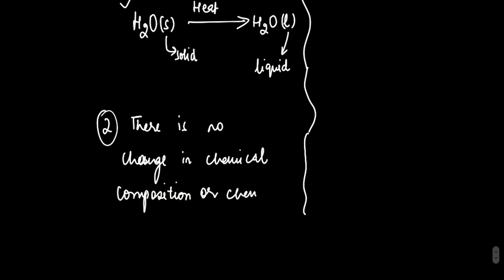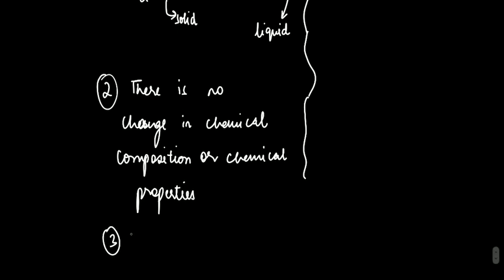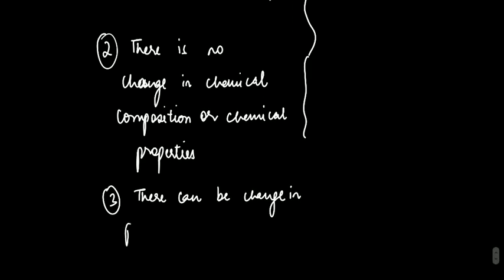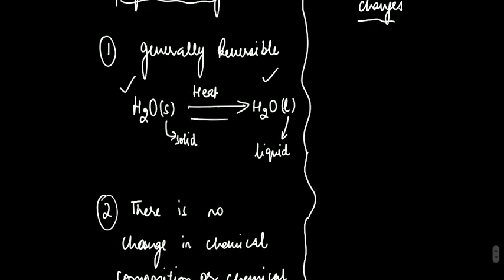or chemical properties. There can be a change in physical state. We wrote above that solid is changing into liquid, and this is very much reversible. That confirms the first point, that liquid can go back to solid state if we cool it.